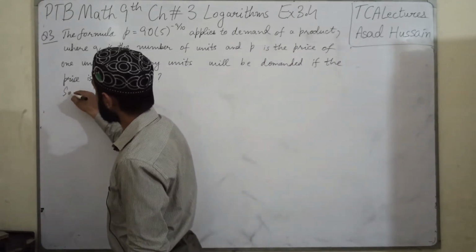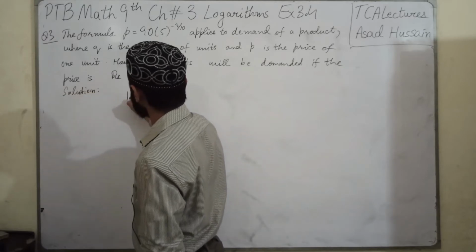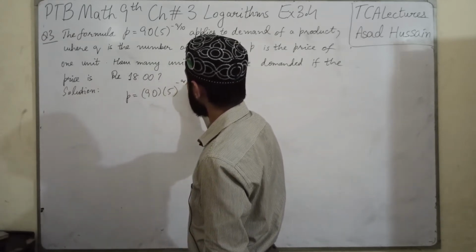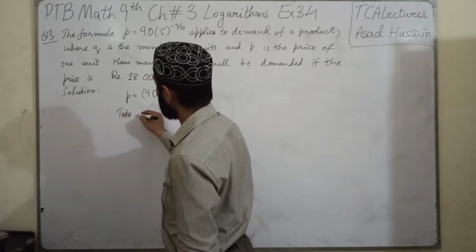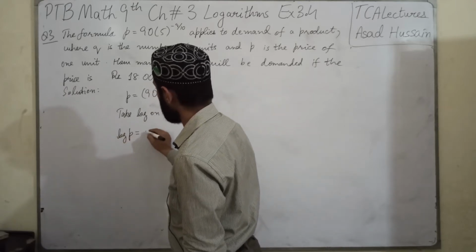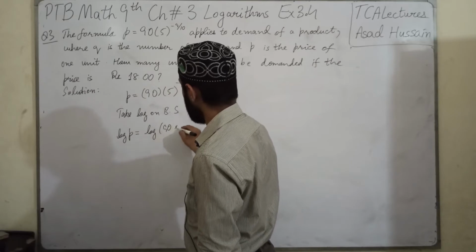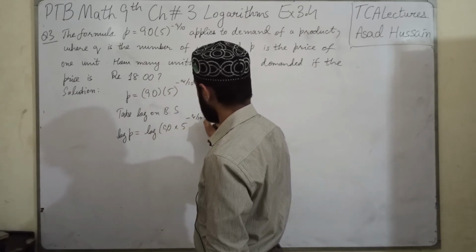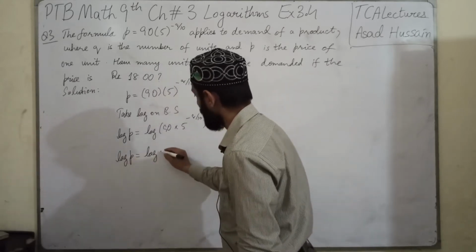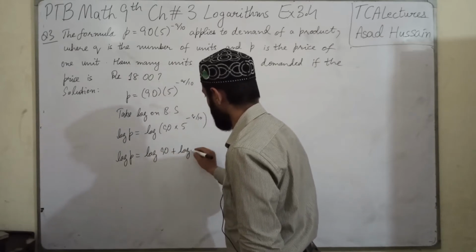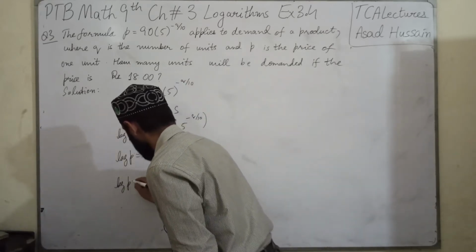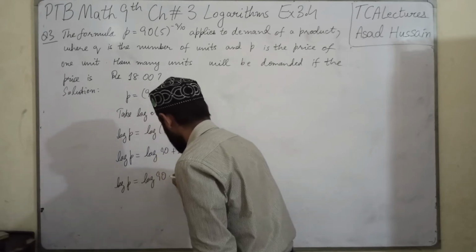For this solution we have the relation P is equal to 90 into 5 raised to power negative Q by 10. Take log on both sides. We get log P is equal to log of 90 into 5 raised to power negative Q by 10, which is equal to log 90 plus log 5 raised to power negative Q over 10. So log P is equal to log 90 minus Q over 10 log 5.